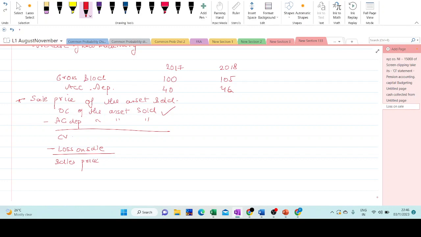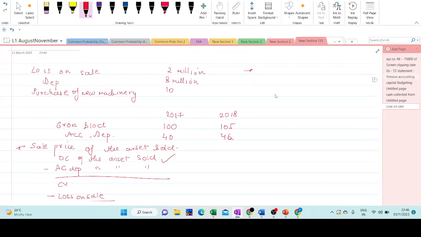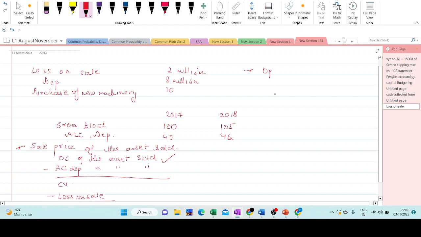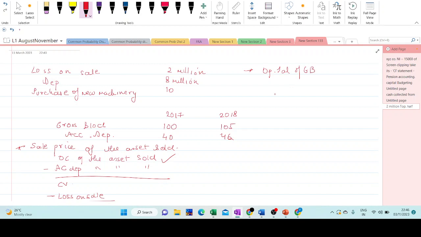So first we calculate the original cost of the asset sold, right? We'll be able to find it in the reconciliation of the gross block. So opening balance of gross block is 100, right? To that we add the original cost of assets purchased during the year, which is 10, less original cost of assets sold during the year, which is something that we need to find out. If we add the original cost of assets purchased and deduct the original cost of assets sold, what we get is the closing balance of gross block. Okay, so closing balance of gross block is 105.